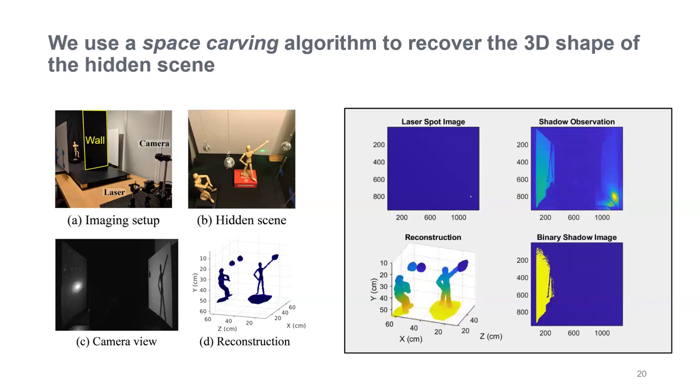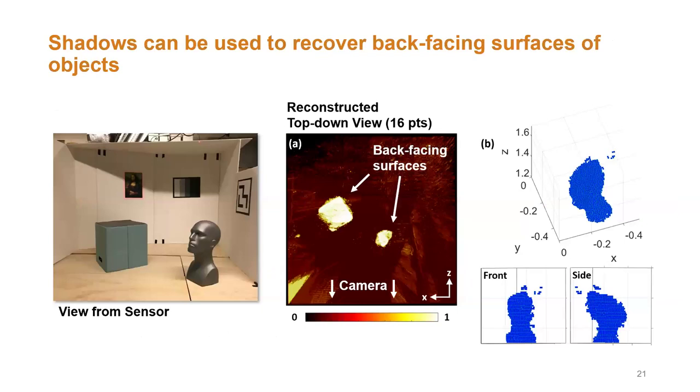We were also able to apply our space carving algorithm to our bounce flash LiDAR data. In this case, we illuminated 16 different points in this scene, so we measured 16 sets of shadows. While this scene didn't have any hidden objects in it per se, we can use it to recover the back-facing surfaces too, which is a useful application in and of itself. Here is the reconstruction.